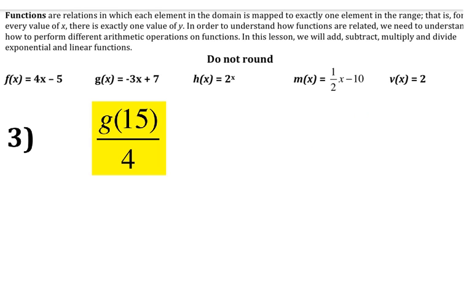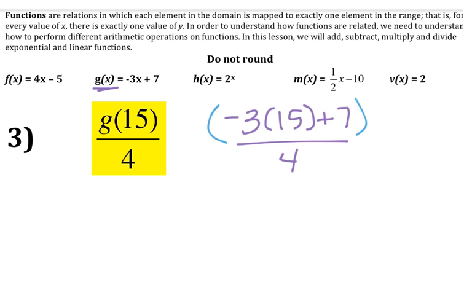Number 3, g of 15 divided by 4. So pause the video and go ahead and try this one. What you should have done, for g of 15, we're going to use the function g, so negative 3 times 15 plus 7, divided by 4. The first thing I have to do is this numerator part. Negative 3 times 15 is negative 45. And then I'm going to add 7, so that's going to give me negative 38 divided by 4.